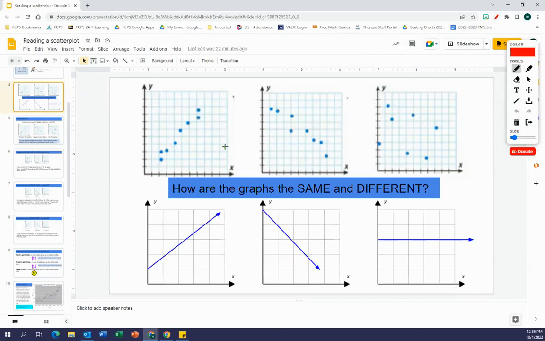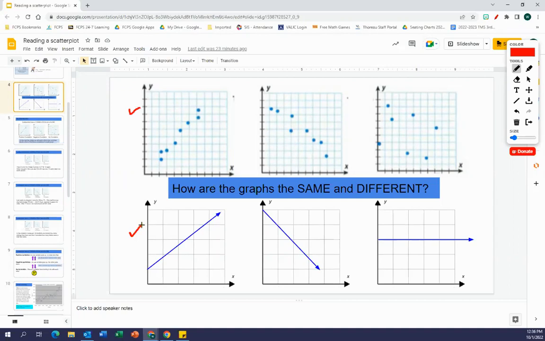Some of the things that are obviously different are the ones at the top are discrete, right? The dots are not connected with lines. They're just all over the place, and they really don't even form straight lines, hence the name scatter plots. They are scattered dots.